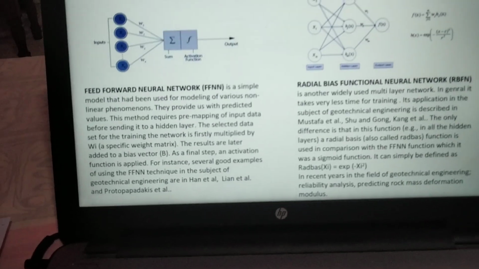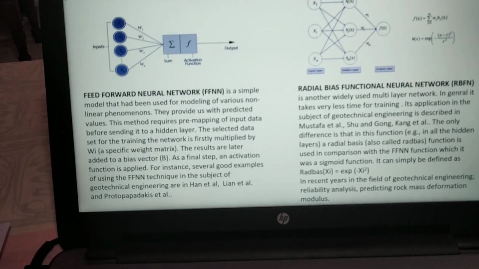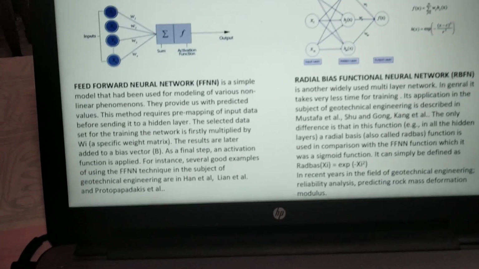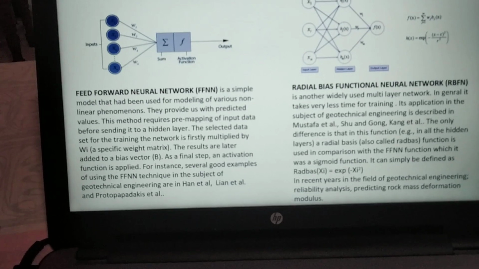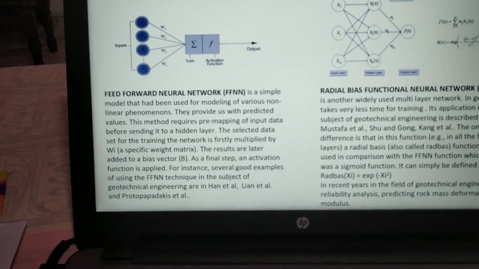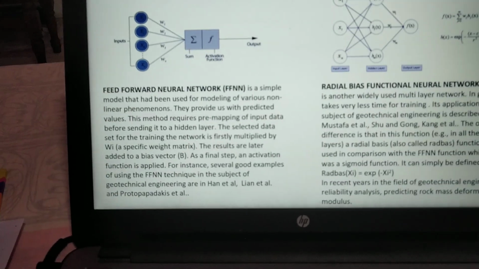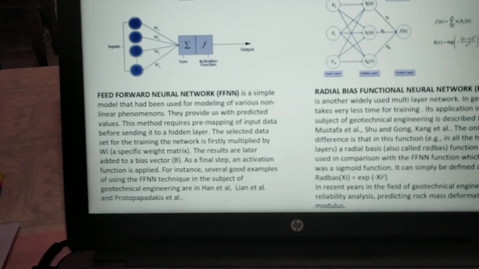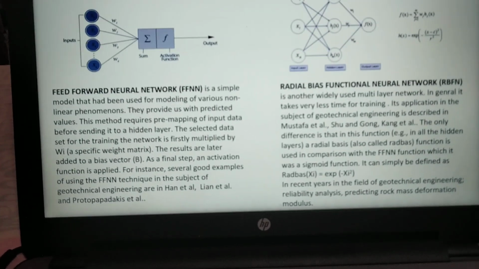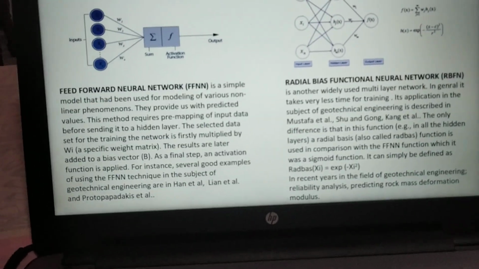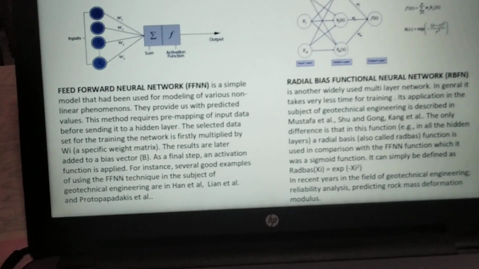The only difference between the feed-forward neural network and the radial basis function neural network is that in a feed-forward neural network, we can use any activation function or optimization algorithm. Whereas in the case of a radial basis function network, we generally use the radial basis function, which is e power minus x squared, in order to determine the errors that have been occurring.